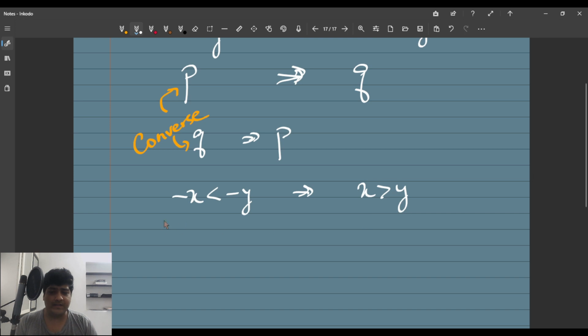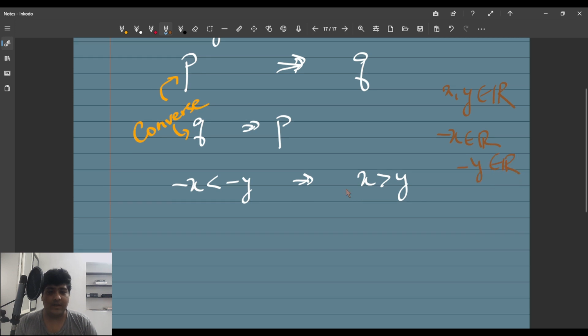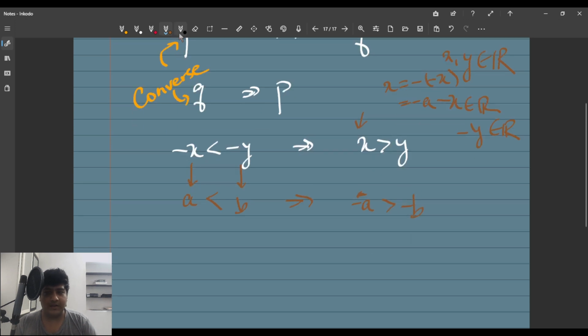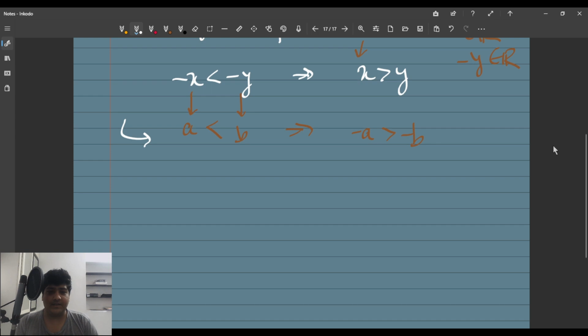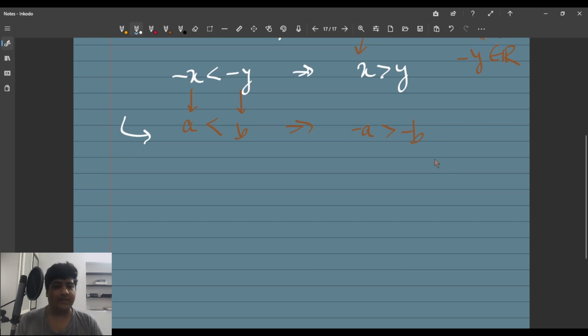Well, minus x and minus y are again real numbers, because if x and y are two given real numbers, then minus x would be a real number. We know this because real numbers are closed, we have seen this, and minus y will also be a real number. So this can be another real number, say a, and this can be another real number b, and if a is less than b, we have to prove that negative a is greater than similarly negative b. So we'll have to show this. Do we understand the new question at hand now? The converse actually states that if a is less than b, then minus a has to be greater than minus b. And the proving technique again is very similar to the previous proof.